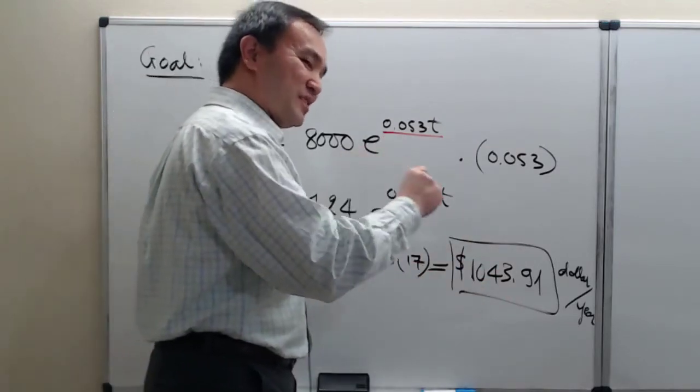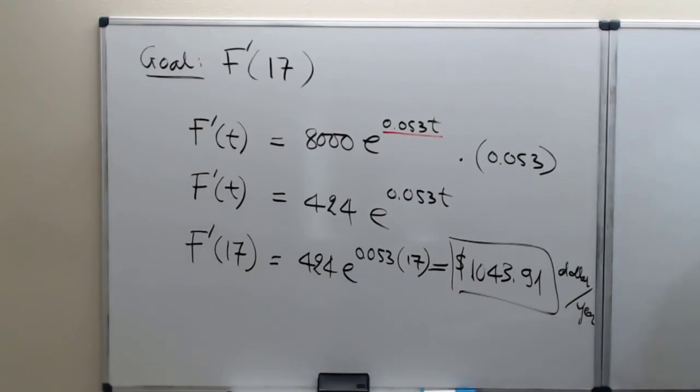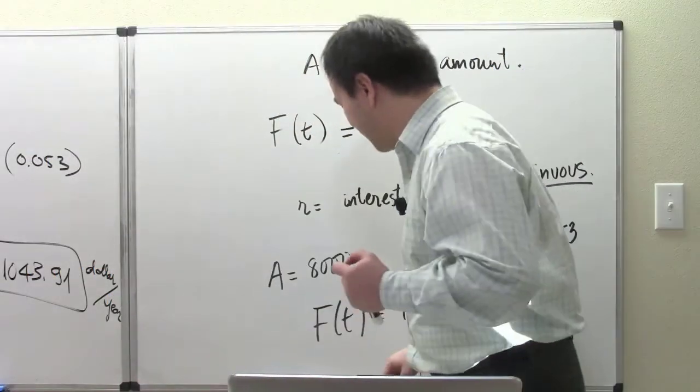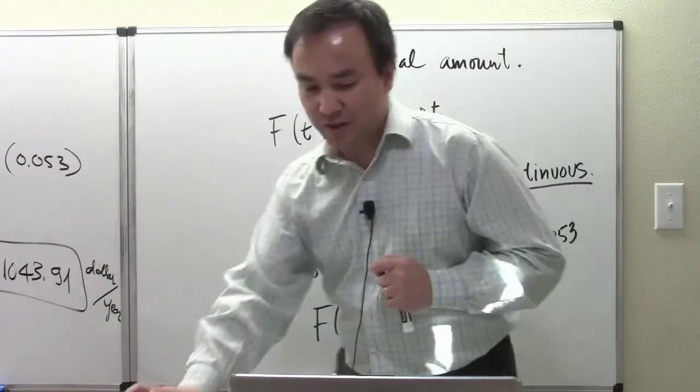Okay, and that's the reason why in this problem, when we're heading into part C right here, the question is: what is the time when the value in the account is increasing at the rate of 938.92 per year? So now, in other words, here's the setup for the problem. Let me use the other board right there.